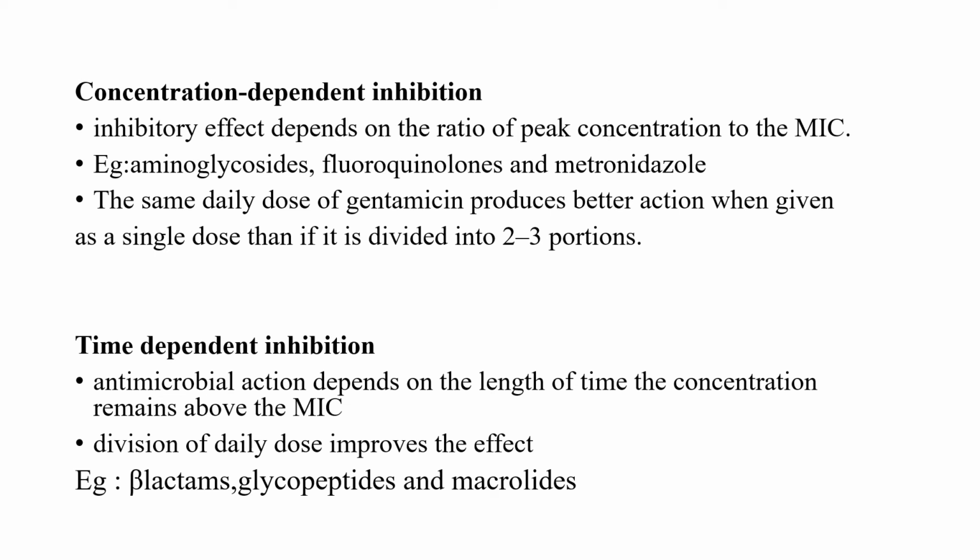When you give an aminoglycoside like gentamicin, the daily dose produces better action when given as a single dose. Suppose you are giving gentamicin as a BD dose; instead of this BD dose, if you give it as a single dose, the peak concentration increases. So this shows maximum inhibitory effect because it shows concentration dependent inhibition.